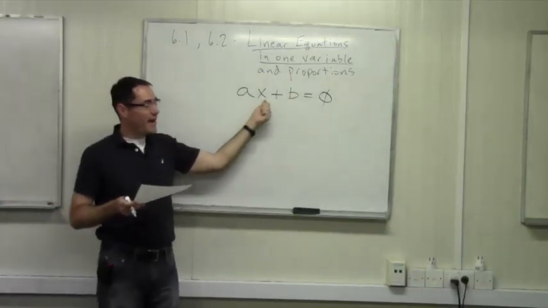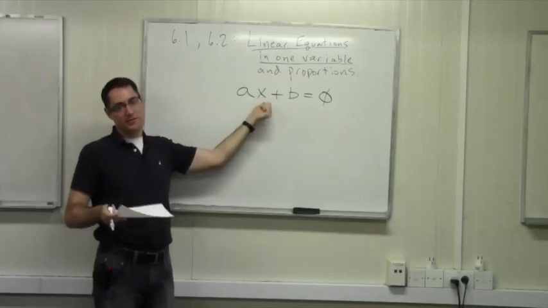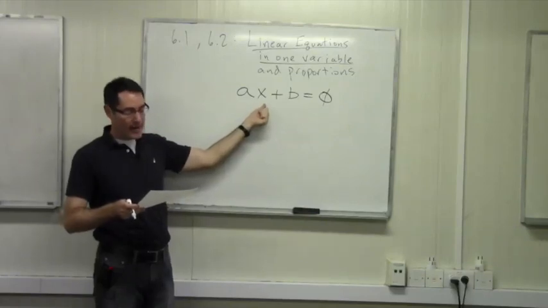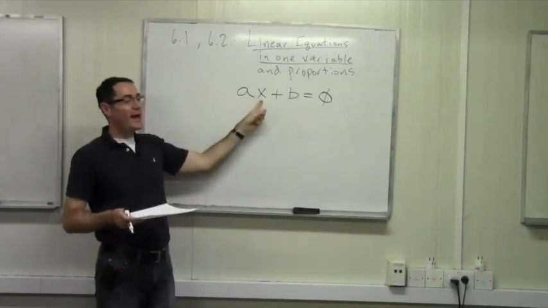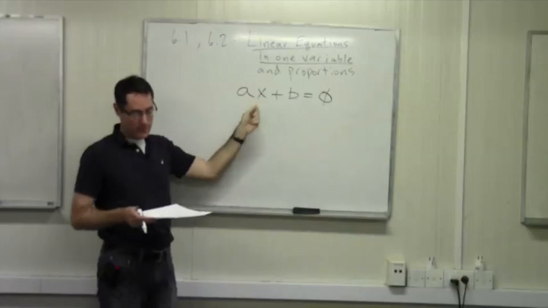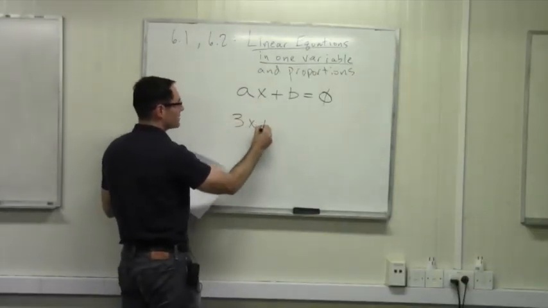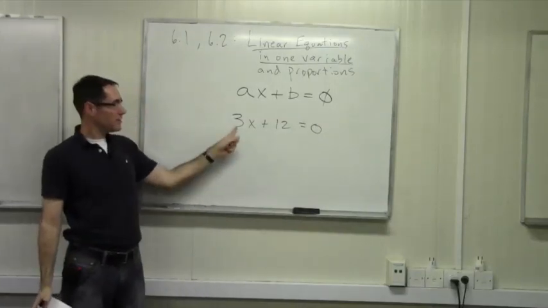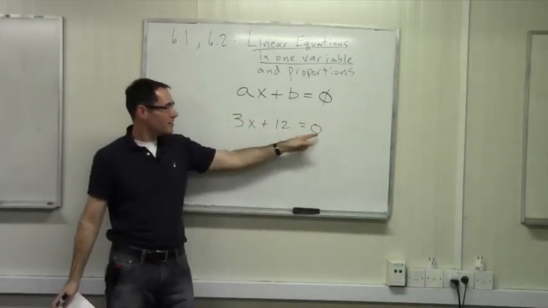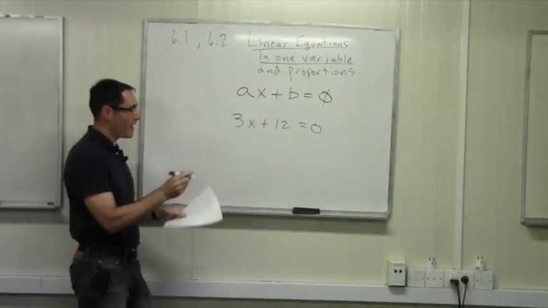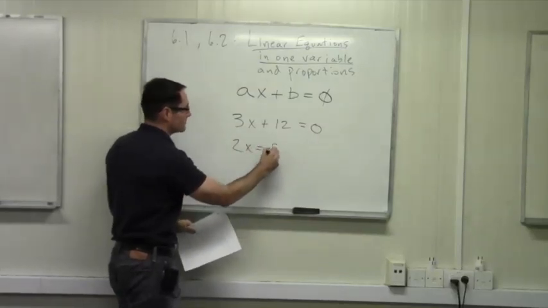We're going to stick to x right now as our variable, just because that's the way we always do it. But it could be some other one, and we'll get to examples where it is. For now, x has to be in there, and x cannot be squared or cubed or have any other exponent. It's got to just be x by itself. 3x plus 12 equals 0. Does this fit? There's your a. There's your b. You've got 0 in there. Fits. It's a linear equation in one variable. How about 2x equals 5?